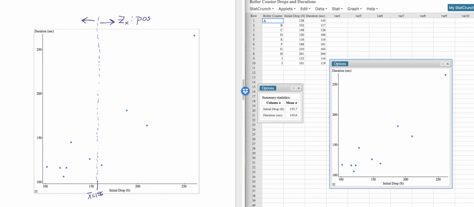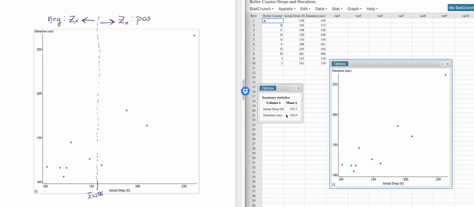Any point to the left of this line has an initial drop, has an x coordinate that is less than the mean of 155.7. So all of those z-scores are going to come out negative. All right, well now let's think about all of our y coordinates.